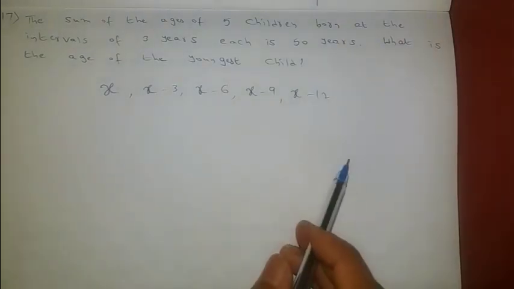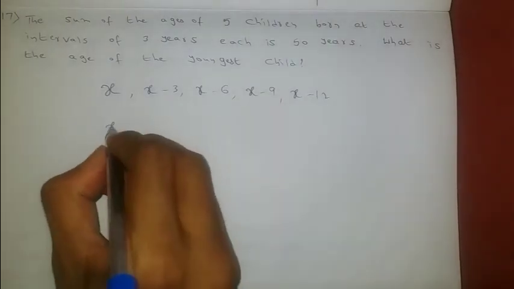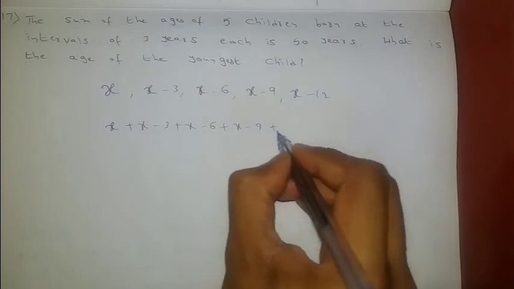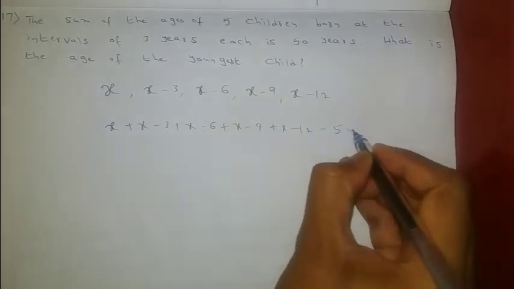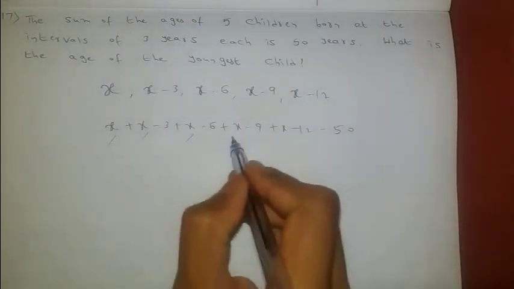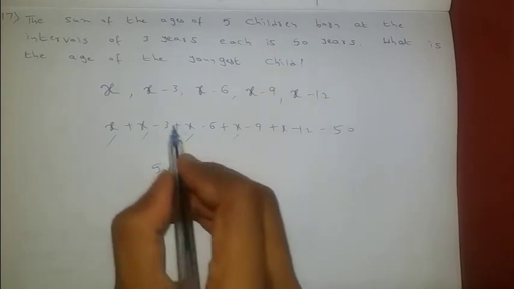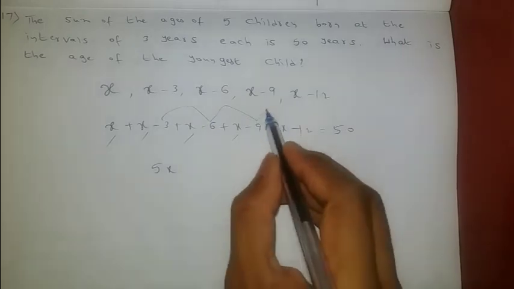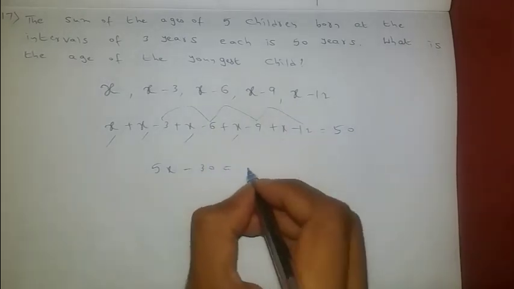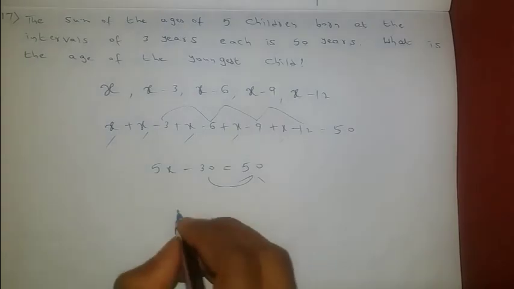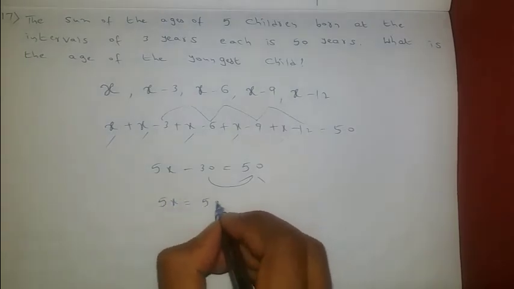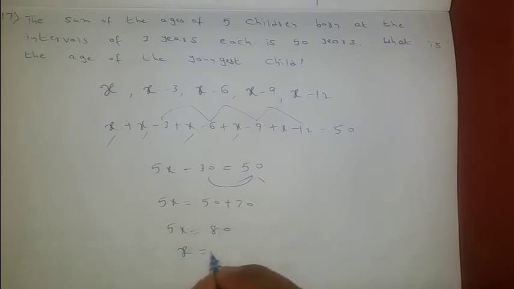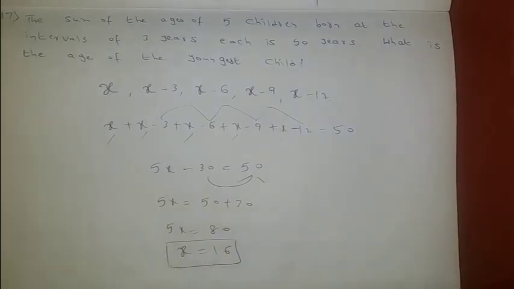Now the sum of all these is 50. x plus x minus 3 plus x minus 6 plus x minus 9 plus x minus 12 is equal to 50. x plus x plus x plus x plus x is 5x, and minus 3 minus 6 minus 9 minus 12 is minus 30, equal to 50. If we take 30 to that side, we get 5x is equal to 50 plus 30, 5x is equal to 80, so x is equal to 16.